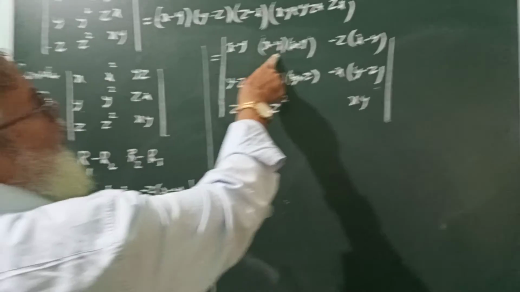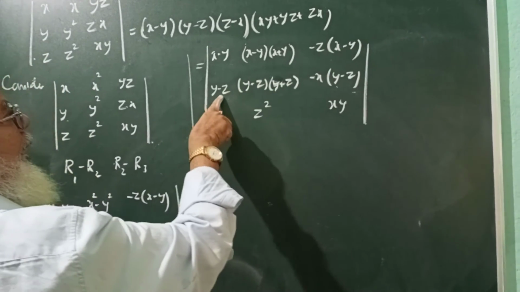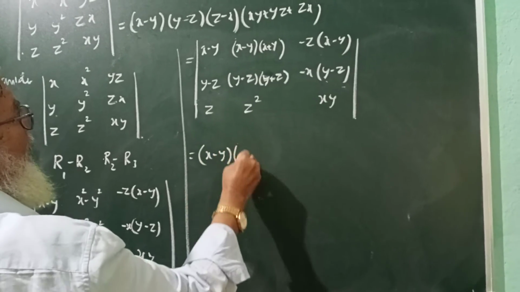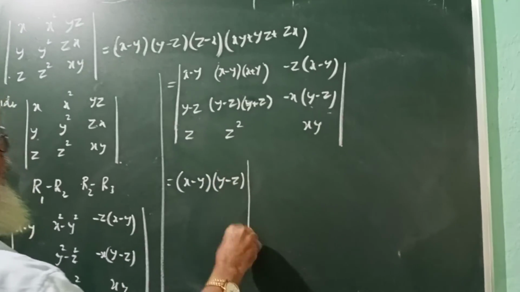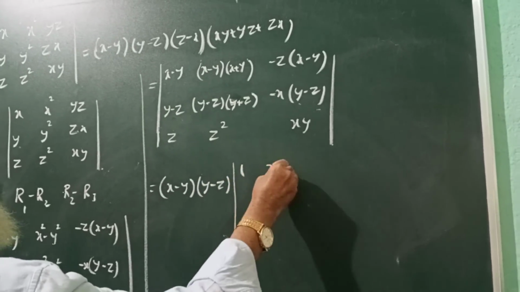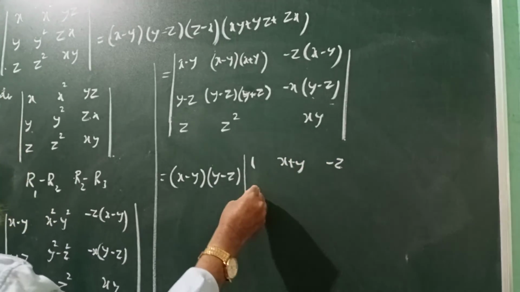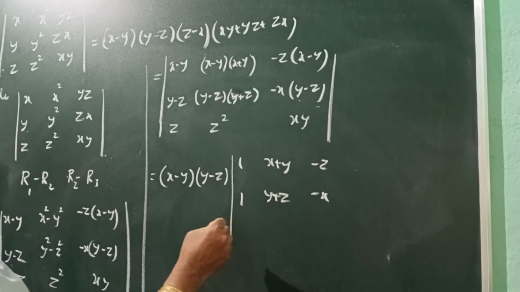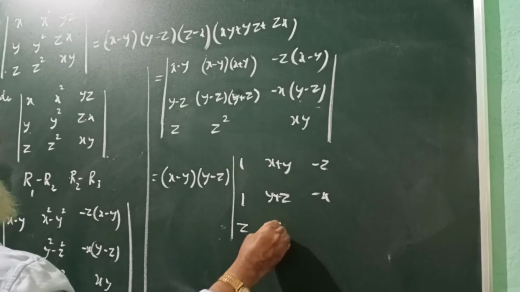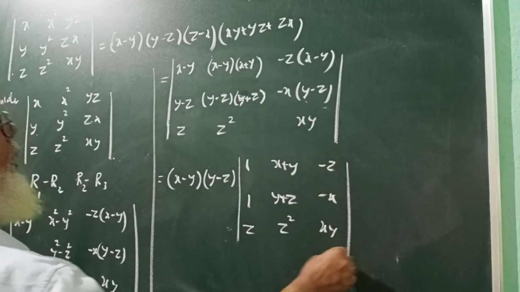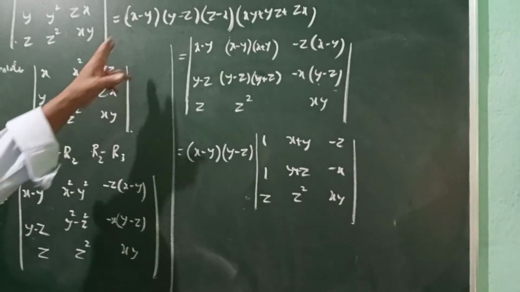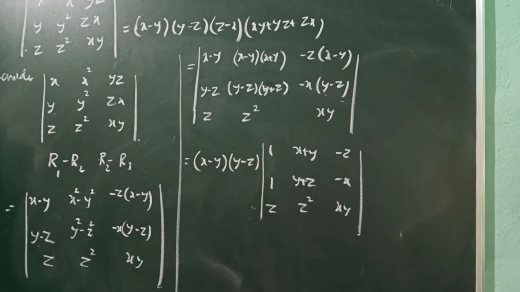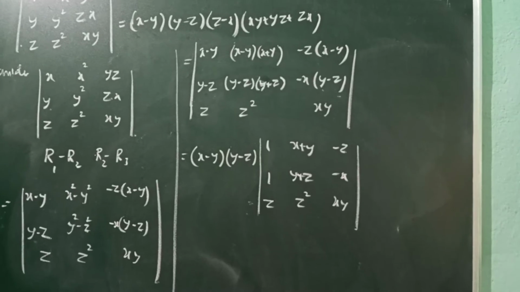Now in the first row the term x minus y is common, in the second row the term y minus z is common. Let us take it common: x minus y, y minus z is taken common. It is 1, x plus y minus z; 1, y plus z minus x; and here z, z square, xy. So now we should get z minus x common here. Let us do one thing here.